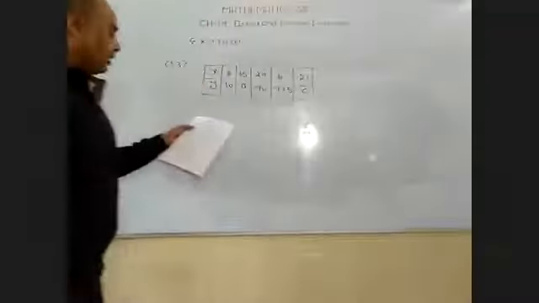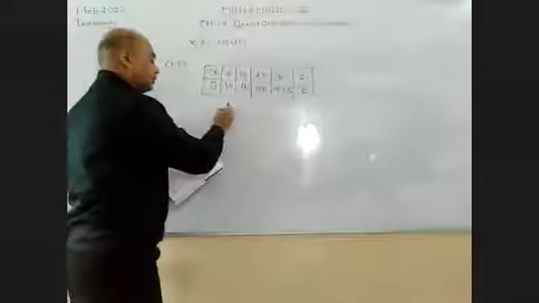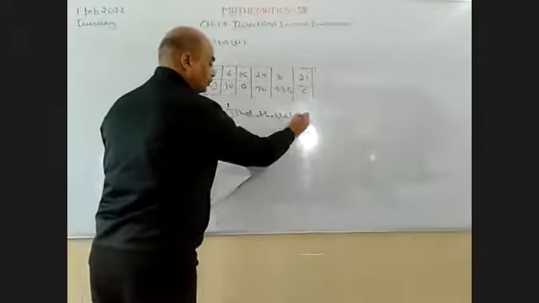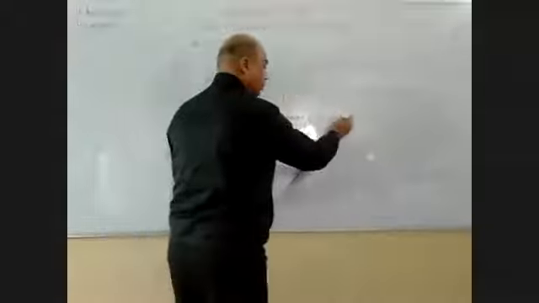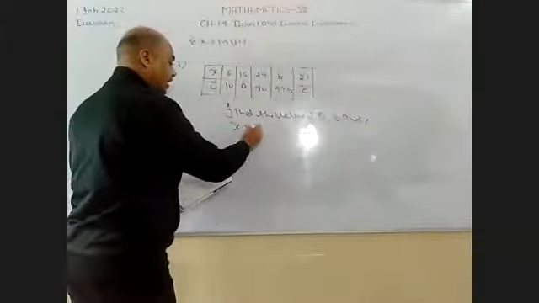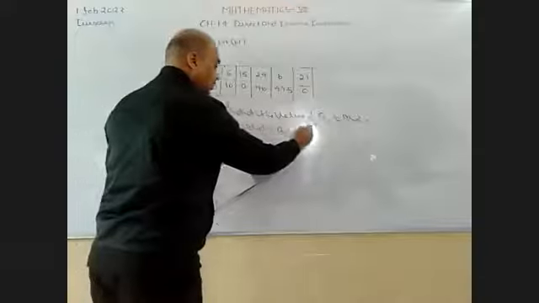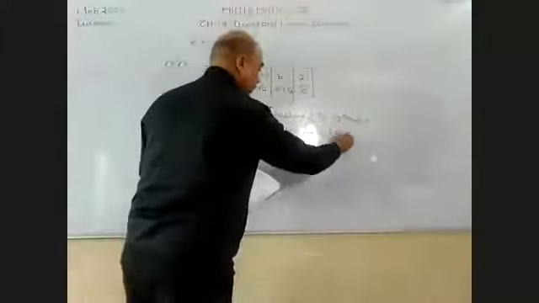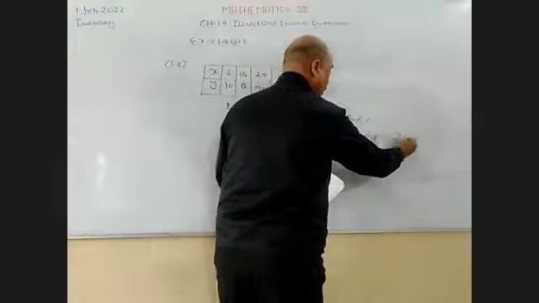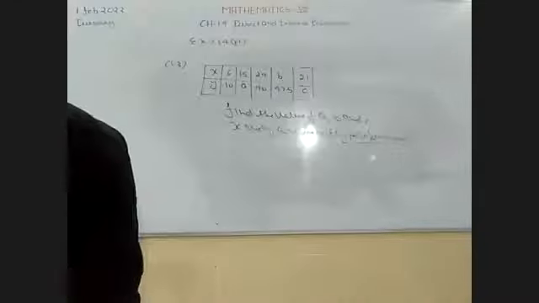Now in this question, what do we want to solve? We want to find the value of a, b, and c. And it is given that x and y are directly proportional. It is given that x and y are directly proportional. Now see, I want to solve this question.